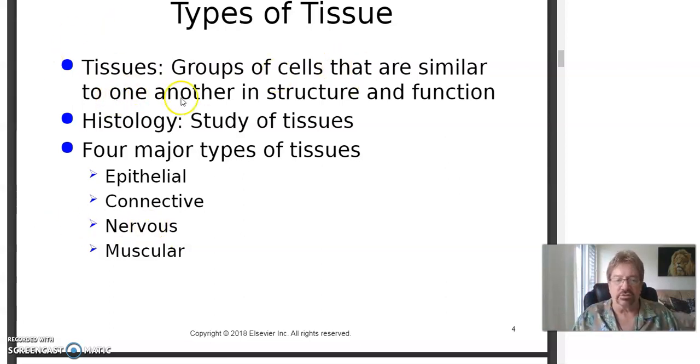Tissues are groups of cells that are similar to one another in structure and function. Remember, in our first lecture, we had a breakdown of how everything builds up, and specialized cells lead to tissues. Histology is not the study of history like you might think. It's the study of microscopic anatomy. Now, here they say the study of tissues, but in fact anatomy is a very broad field, and histology is the study of tissues and microscopic anatomy. Again, four major types of tissues: epithelium, like the skin, connective tissue, nerve tissue, and muscular tissue.